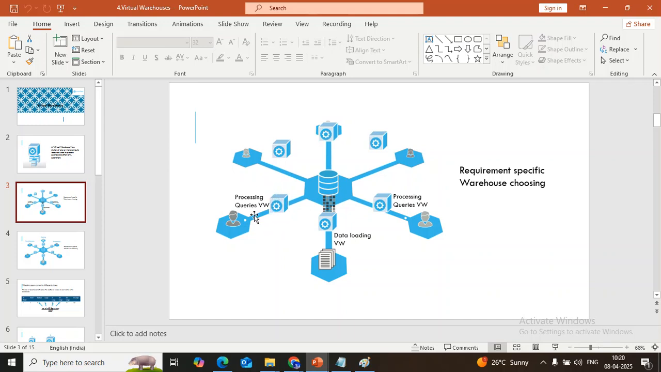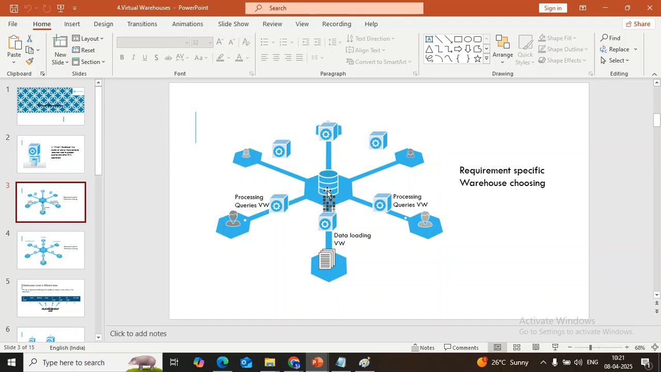Suppose, as I already mentioned, for running all the queries and fetching data from the database, we have one warehouse. One is for data loading. One is for processing queries, but by the senior people. So I have taken a small warehouse here, but multi-cluster. I have given access to 50 people here.